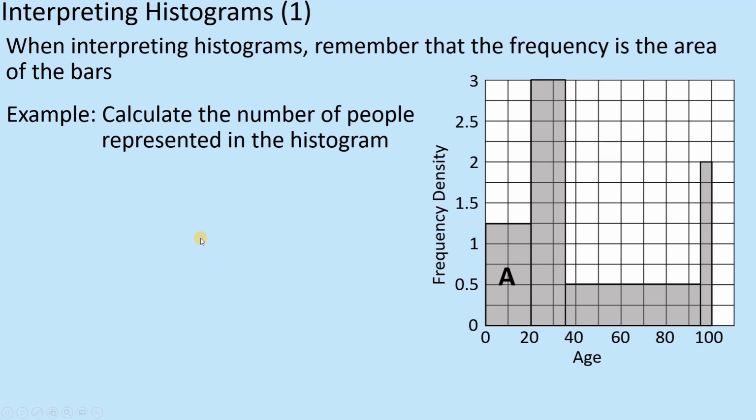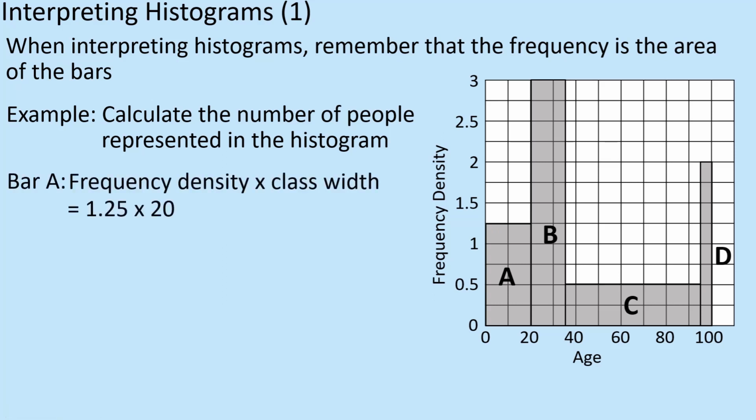Let's focus on A first of all, which is this bit here. The gap here is 20, and the height looks like it's 1.25. So if I times those two together, it's 1.25 times 20. That's A. Then we're going to look at B. You can see I've labelled it already. It has a height of 3, and this gap here is 15, between 20 and 35 by the looks of it, which gives you 3 times 15, which is 45.